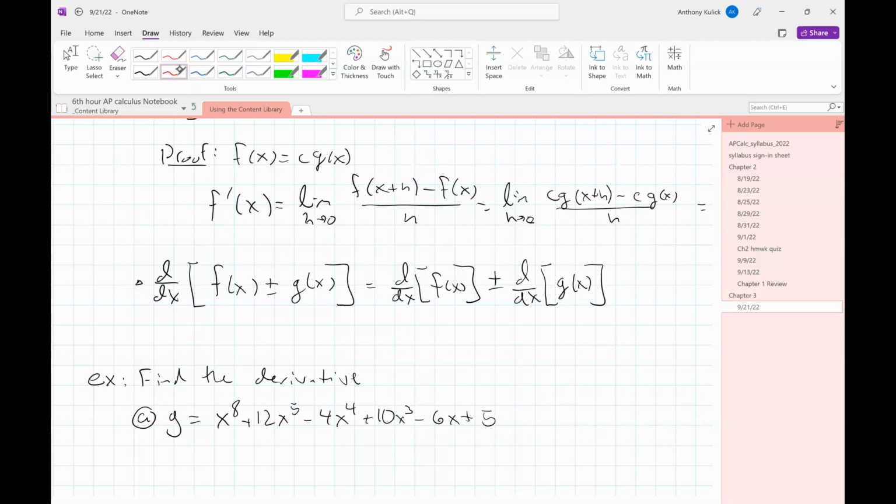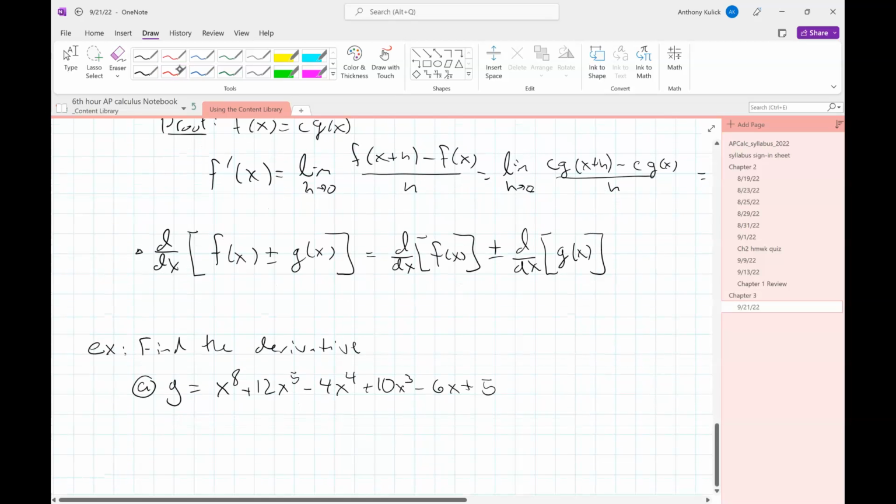So let's say we have the function y equals x to the 8th plus 12x to the 5th minus 4x to the 4th plus 10x to the 3rd minus 6x plus 5. If I were to take the derivative of this using the definition of a derivative, what a nightmare. That's like a full sheet of paper of scribbles. I'm turning that sucker landscape style, and it's still wrapping onto more than one line to do the expansions. No thank you, sir.